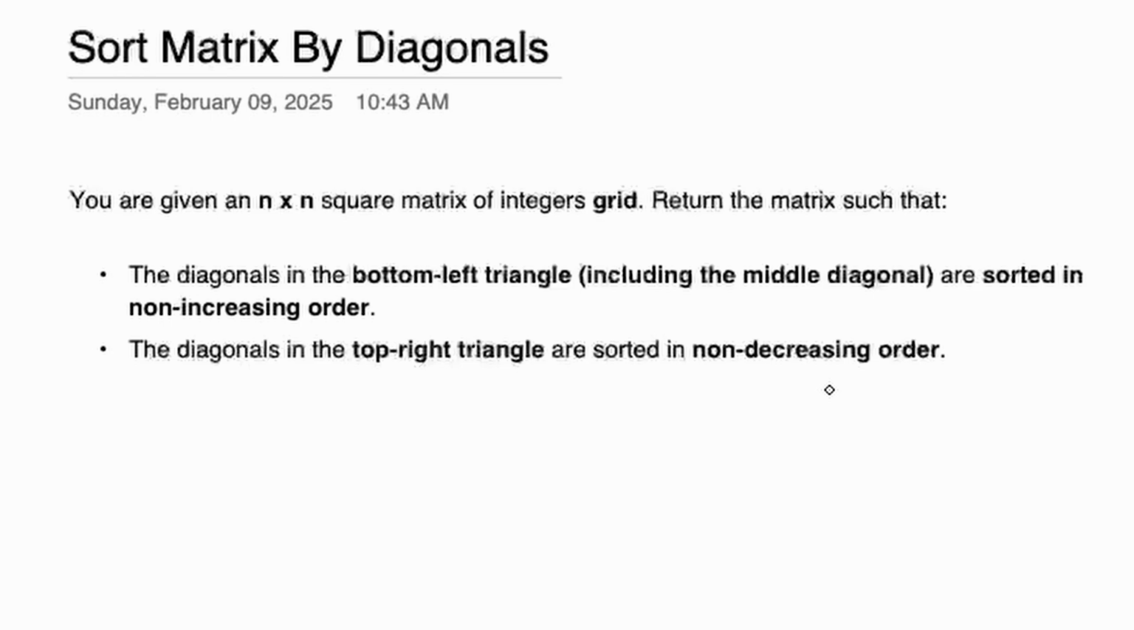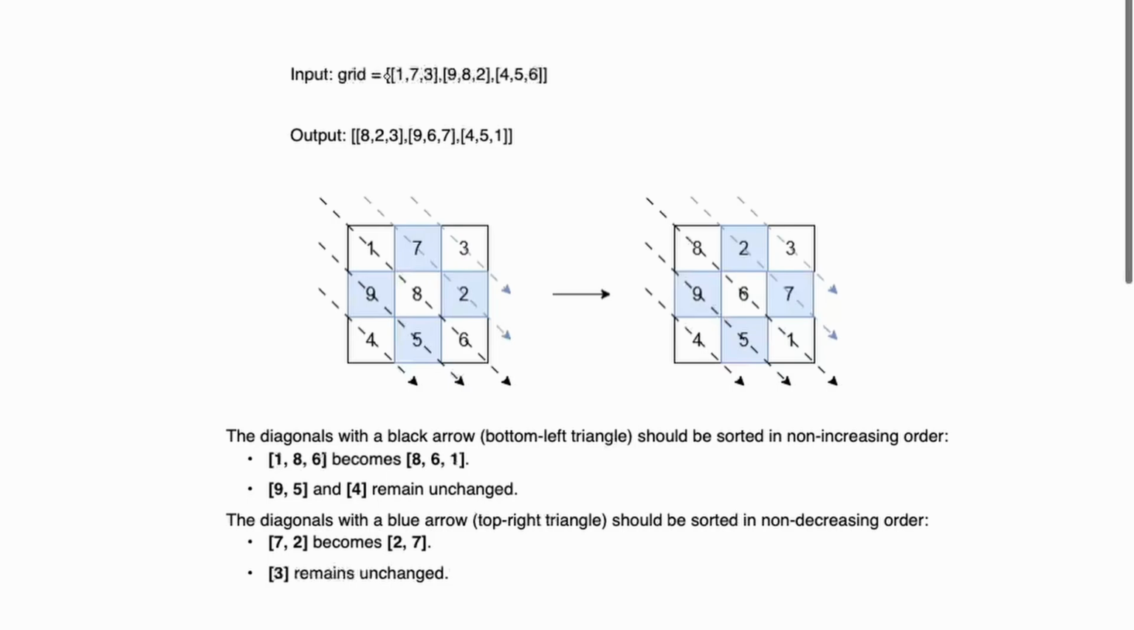So very simple problem statement, but it can be a bit tricky if you haven't worked with matrices before. Looking at this example, we'll see exactly what we have to do here. So we're given this input matrix. It looks like this. So we have 1, 7, 3 in the top, 9, 8, 2 here, and then 4, 5, 6 here.